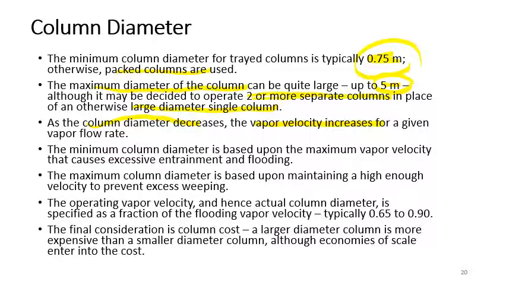You just need a design of a column that is functional, that is logical, that you can construct, that you can transport from the fabrication site to your operation site, and also most of all, you have to make sure it's functioning. So you want to avoid flooding, entrainment, and leaking. So these are the things that you need to consider when you calculate the column diameter. At the end of the day, the final consideration is the column cost. If you have a large diameter column, it's more expensive than a smaller diameter column. However, you need to take into account the economies of scale.